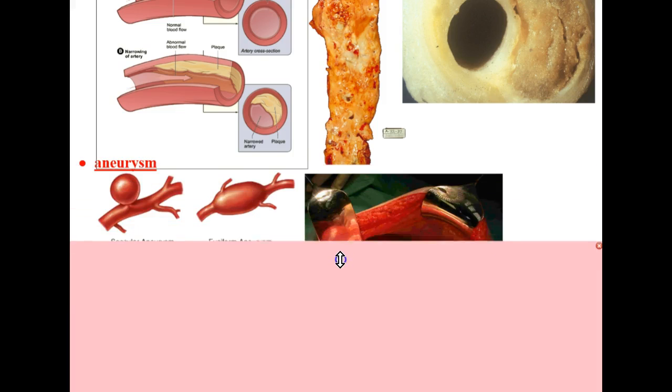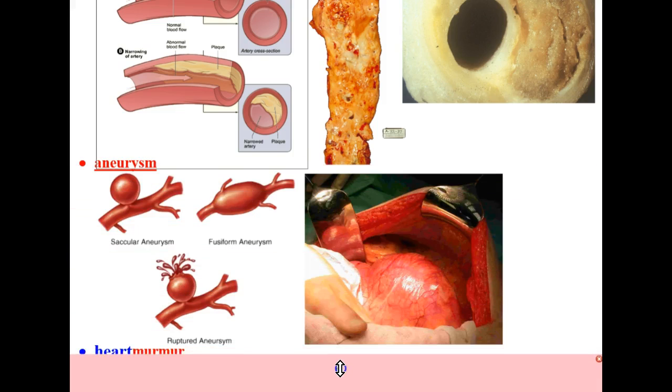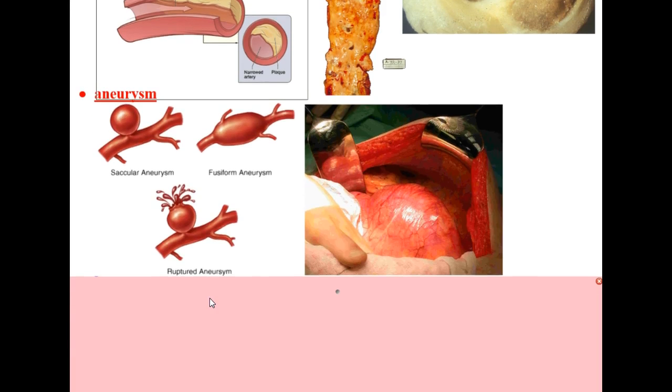The next disorder is called an aneurysm. A couple kinds here, saccular aneurysm and a fusiform aneurysm. Both of these are enlargements of a blood vessel, and if you have an aneurysm and it ruptures, that is a very, very bad situation, and most of the time results in extraordinary blood loss, and very likely this will be fatal. They will not live.